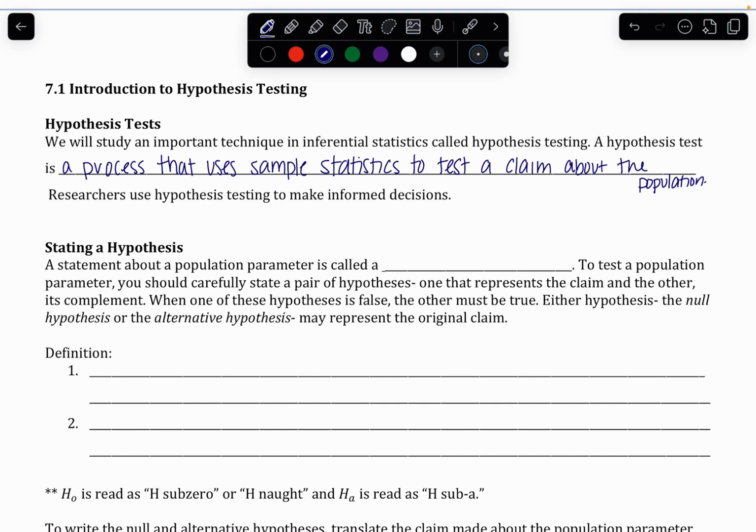One of the first things we're going to do when we're looking at hypothesis testing is start off by stating a hypothesis. A statement about a population parameter is called a statistical hypothesis. To test a population parameter, you should carefully state a pair of hypotheses, one that represents the claim and the other its complement. When one of these hypotheses is false, the other must be true. So either the null hypothesis or the alternative hypothesis may represent the original claim.